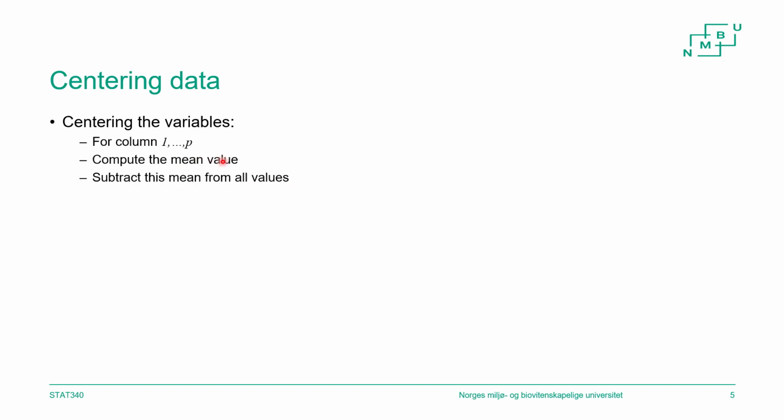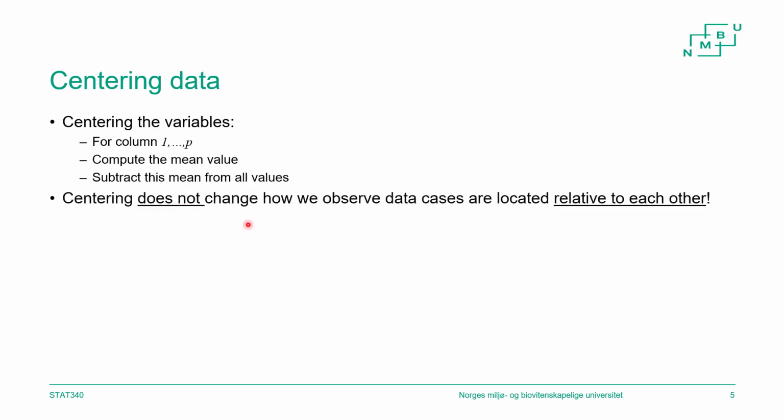The first column, a mean value, subtract it from all the values in the first column. Then go to the second column, compute a new mean value, subtract it from all the values in the second column, and so on. And the point is that this centering does not change how we observe data cases, how they are located relative to each other. And we also briefly saw this last week, but we will do that again now, because centering is really the first thing we do in a principal component analysis. So that's always there, you could say. And that's why we have to sort of repeat this a little bit here now.